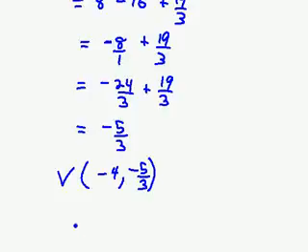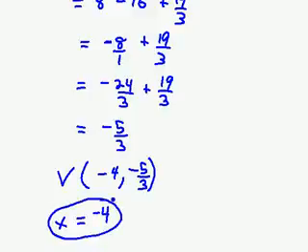The axis of symmetry is always x equals the first coordinate of the vertex. So x equals negative 4 is your axis of symmetry.